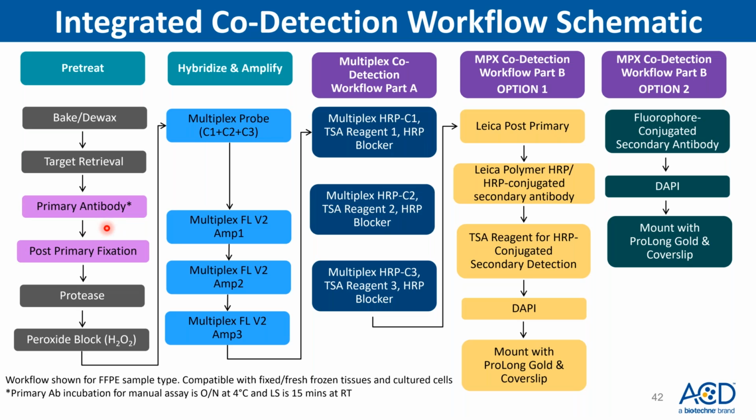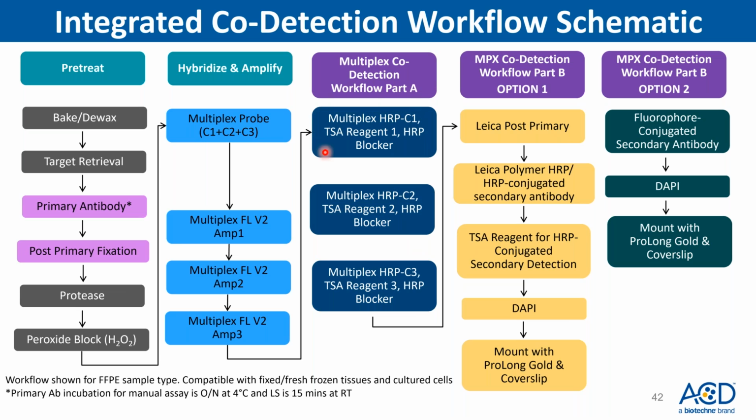Once you've done the primary antibody incubation and post-fix, you would then do the protease step to chew the extracellular matrix, followed by peroxidase block to basically block the endogenous peroxidase activity. And then you would do the multiplex probe hybridization, build the amplification tree for RNAscope probe with AMP 1, 2, and 3. And then you would do the multiplex co-detection part A, which is going to be for RNAscope.